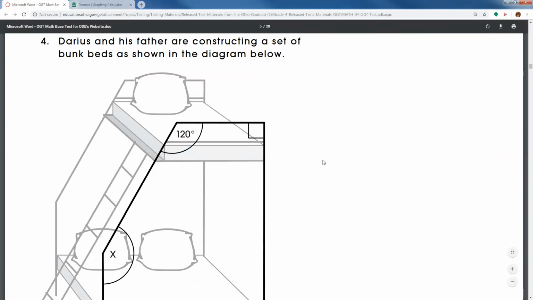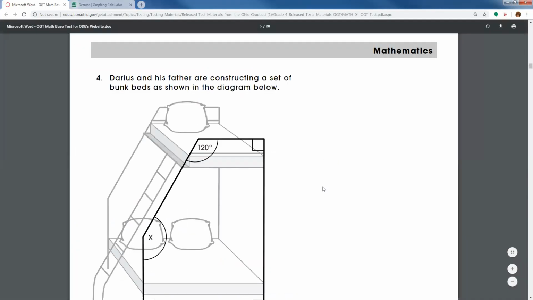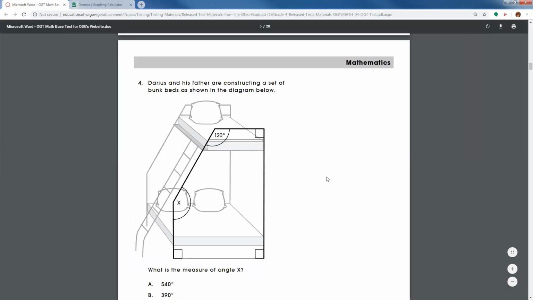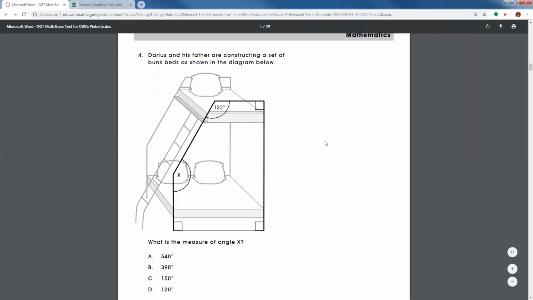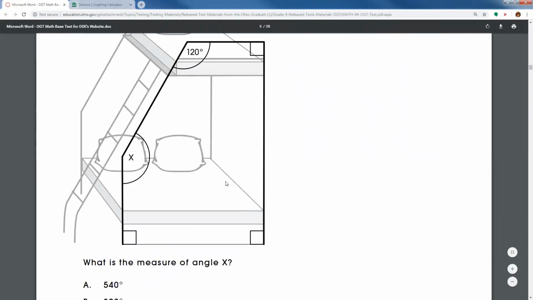So this one looks like it's a geometry one. I'm going to zoom out a little bit so we can see more of the question. Darius and his father are constructing a set of bunk beds as shown in the diagram below. What is the measure of angle X? So I'm going to zoom into the picture a little bit more.